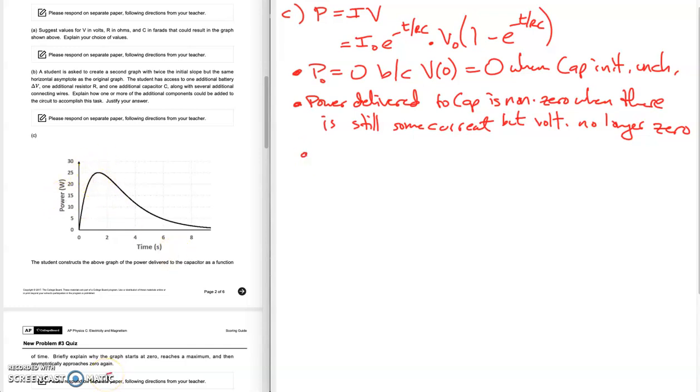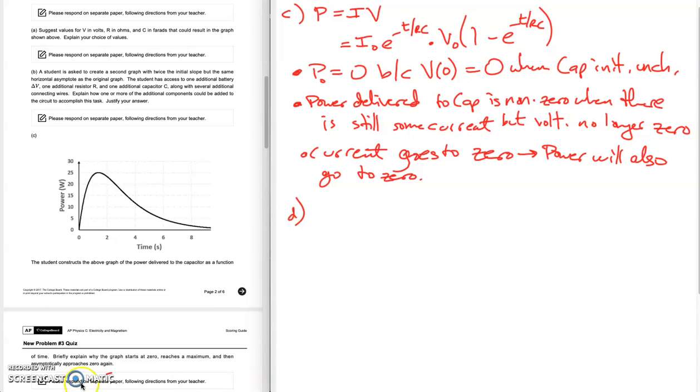Okay, and then asymptotically reaches 0 again because the current is exponentially decaying. Current goes to 0. So that means the power will also go to 0.